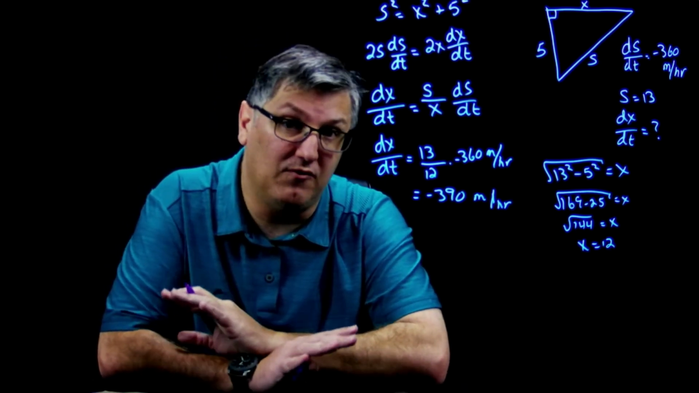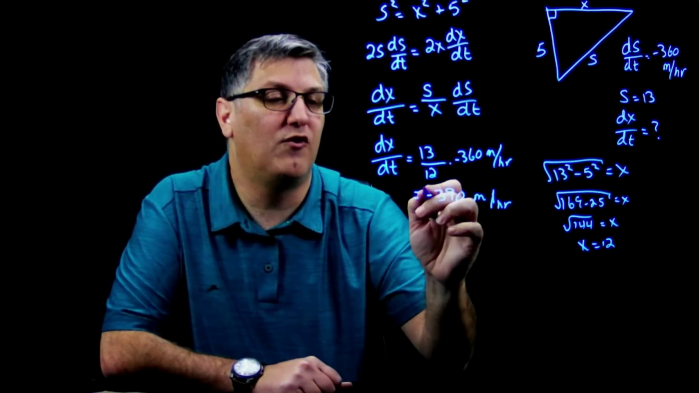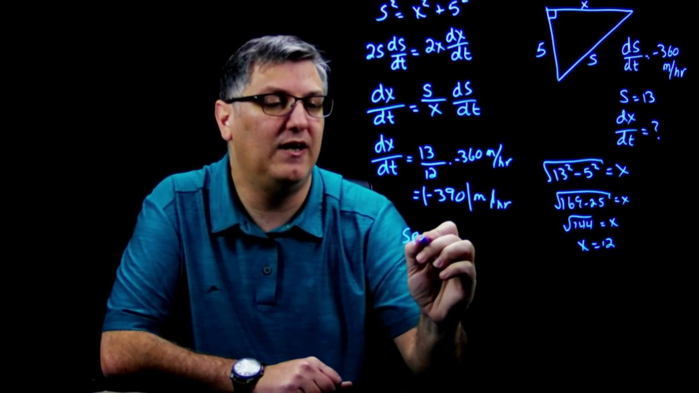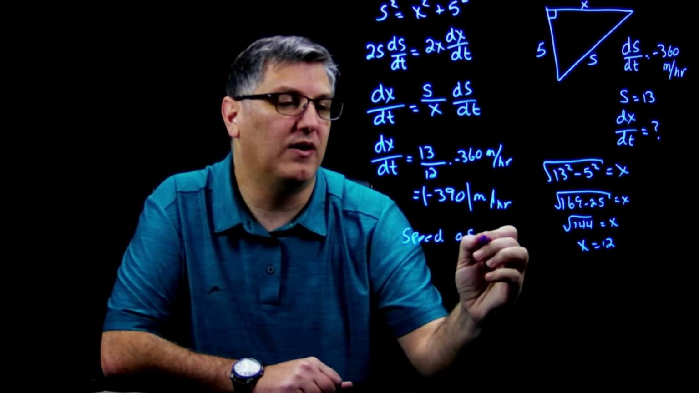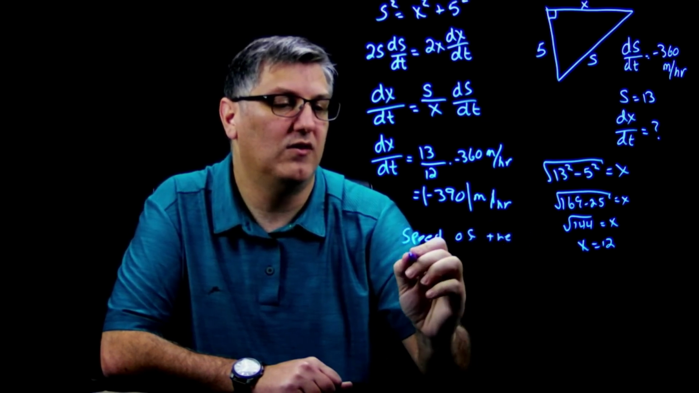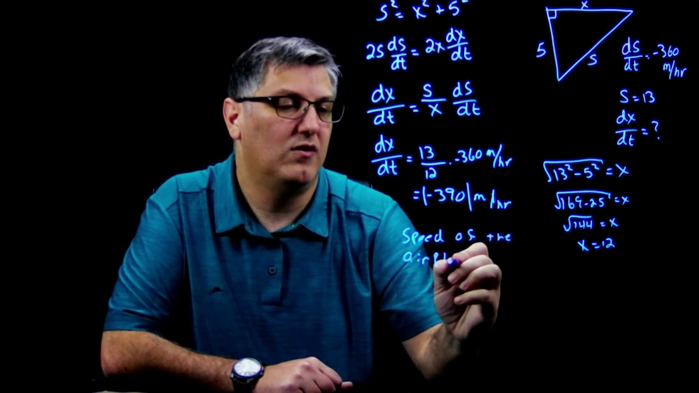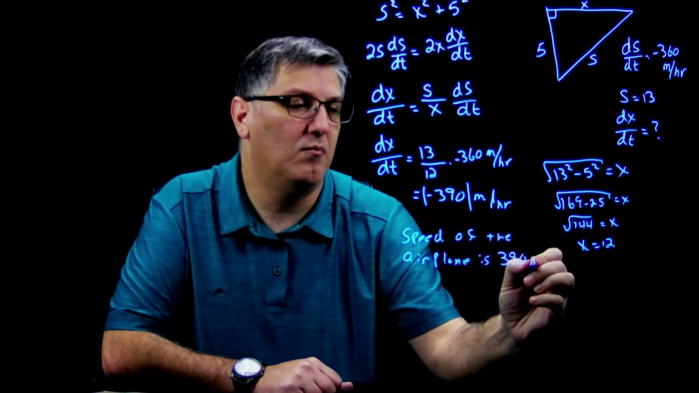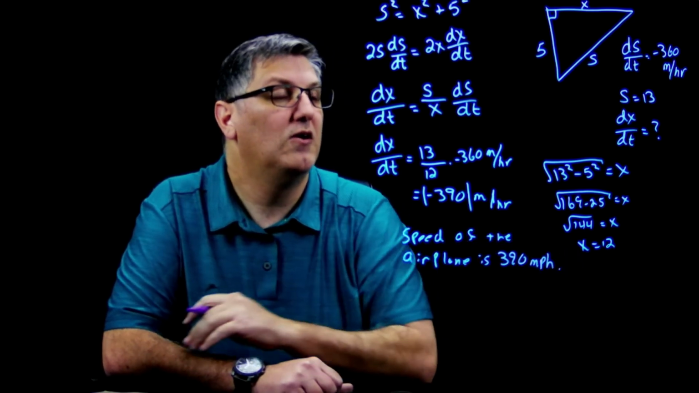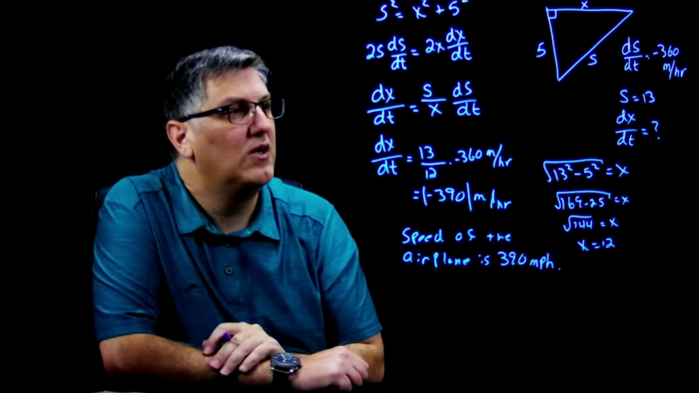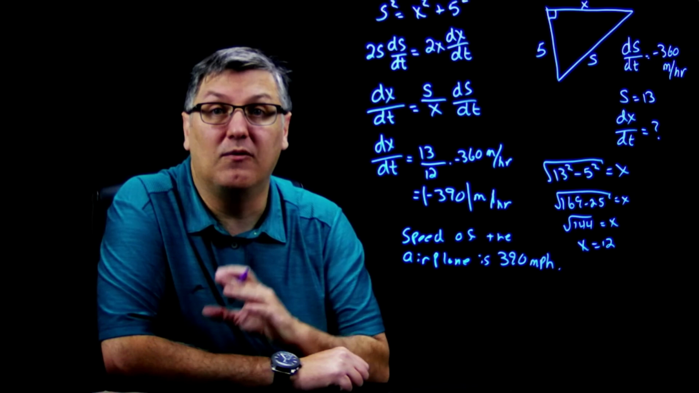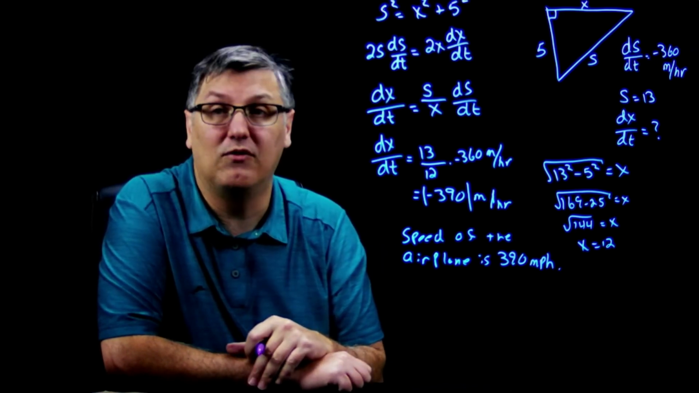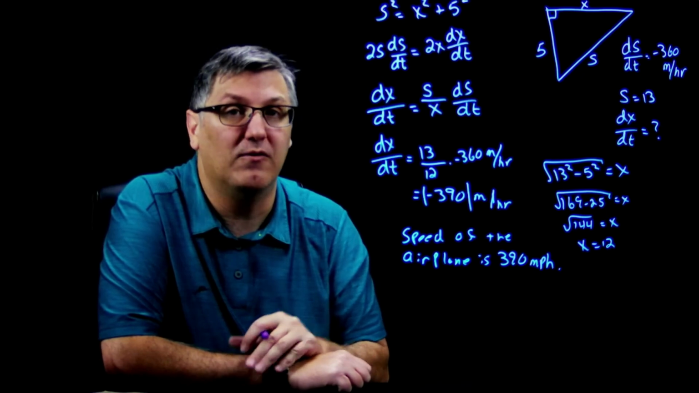Speed is the absolute value of the velocity. So to find the actual speed, we're going to take the absolute value of that. So the speed of the airplane is 390 miles per hour. Not a terribly bad problem. It's really Pythagorean theorem. If you have three sides, you can use Pythagorean theorem, and you just take the derivative of Pythagorean theorem and kind of work from there.